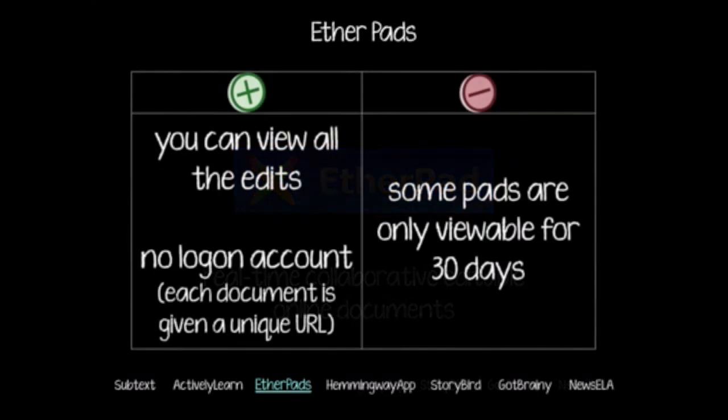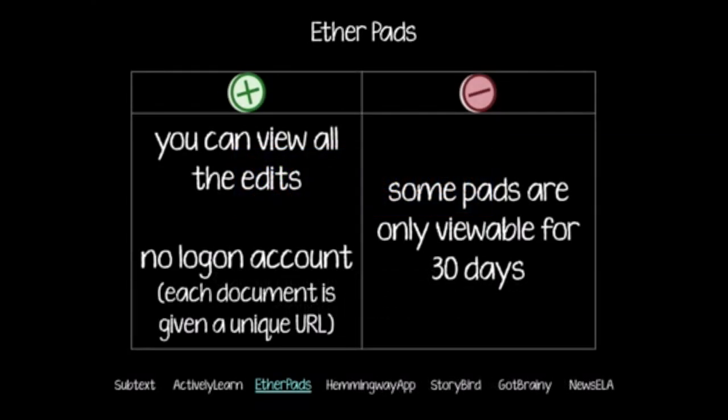With Etherpads, both the students and you can view all the edits that have happened. You don't need a logon account. Each document is given a unique URL to get to that document. So this is an advantage over something like Google Docs. I've used Google Docs. Sometimes, at least at my school, they haven't been as instant, where someone will make changes and they don't show up until a little later. And sometimes they are more instant, but you do need a logon account, and with Etherpads you don't.